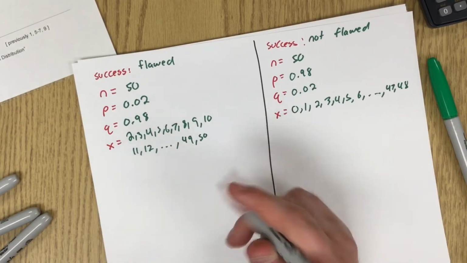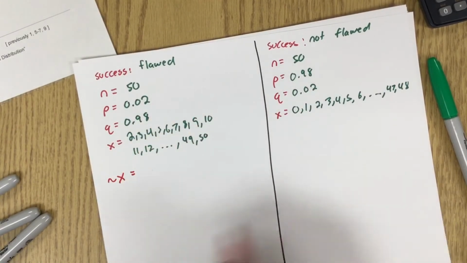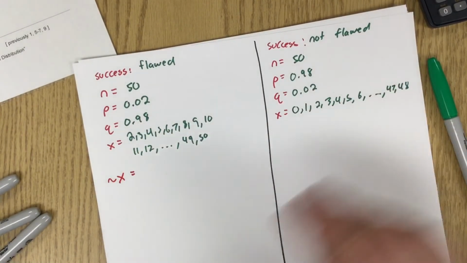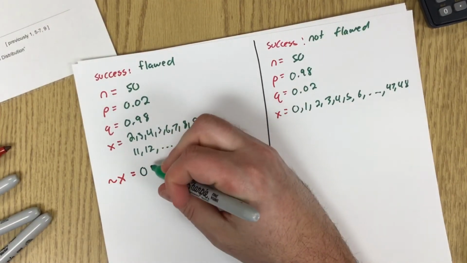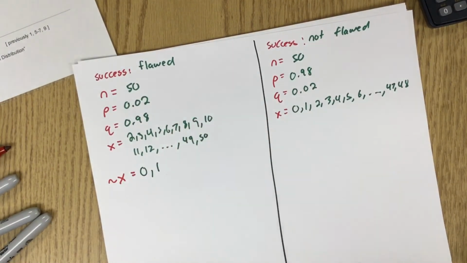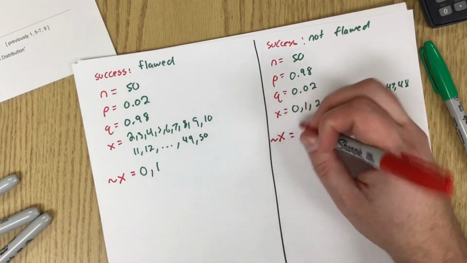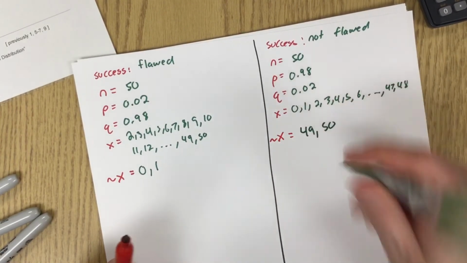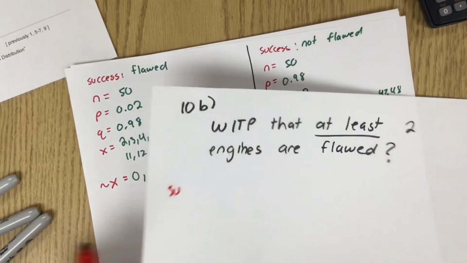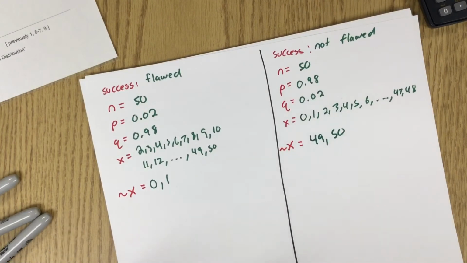So those are the X's. We can actually say, what are the non-X's? How many successes do we not want? The number of successes that we don't want is 0 or 1. Or if we look at it this way, the number of good engines that we don't want is going to be 49 or 50, because if we have 50 good engines, then we don't have at least 2 of them that are flawed.